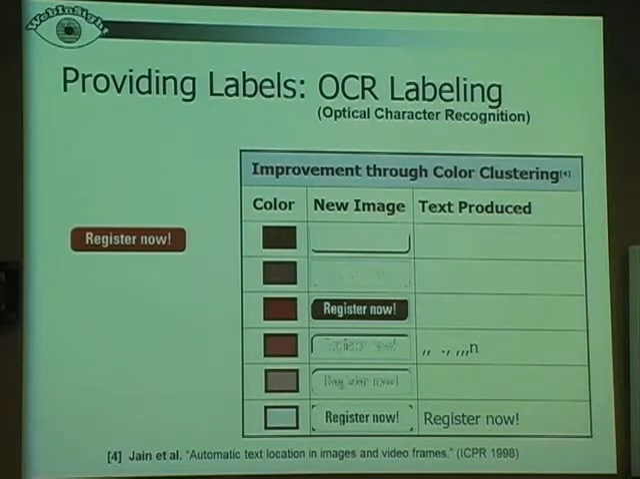So we go through all this text produced. In many cases, no text is produced, but sometimes garbage is produced. And then register now is produced, and we can look it up in a dictionary and say, okay, that looks like it might be a good alternative text. These are very important buttons. Register now might be important because right next to it is cancel, or something like that. We'll talk about some studies we did on this methodology, OCR labeling, optical character recognition.